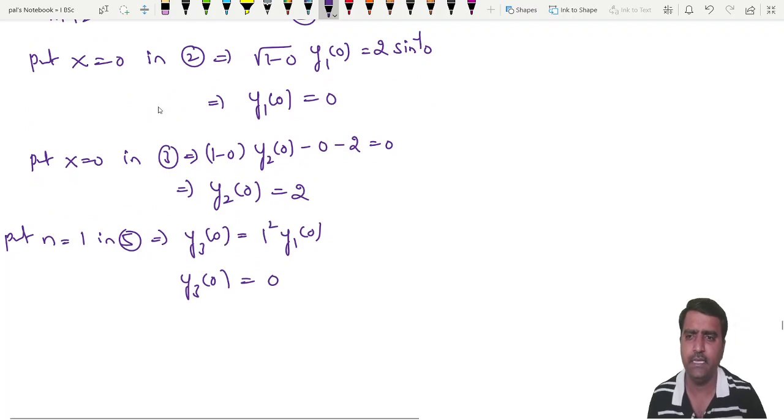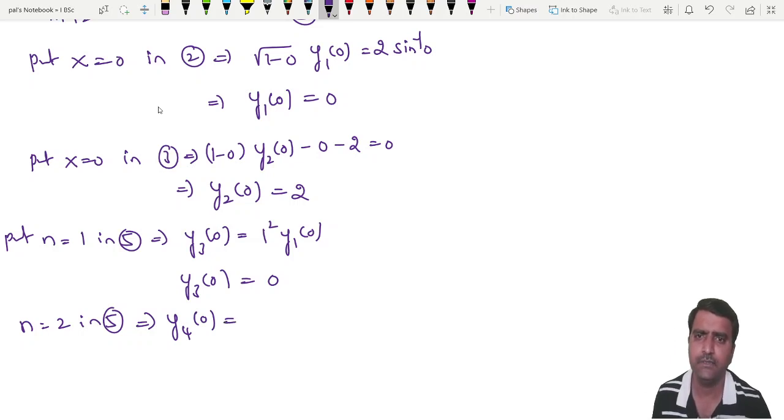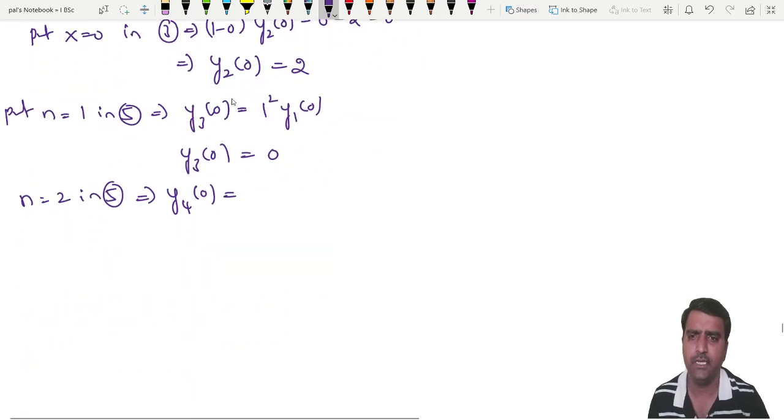Again you take n is equal to 2. Put n is equal to 2 in 5. So when n is 2 then it becomes y4 of 0. y4 of 0 is equal to, if you take n is equal to 2 here, 2 square into y2 of 0.